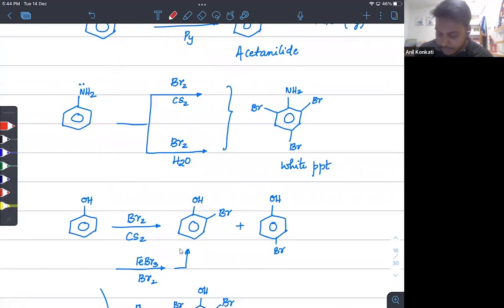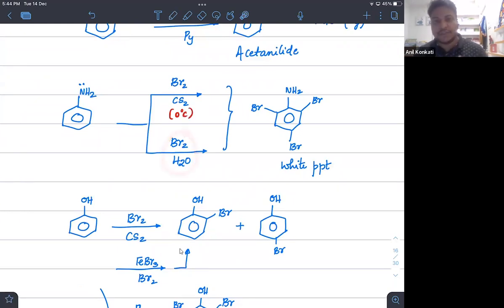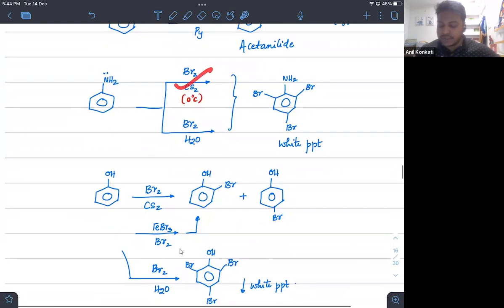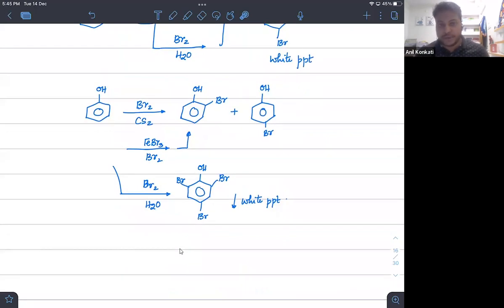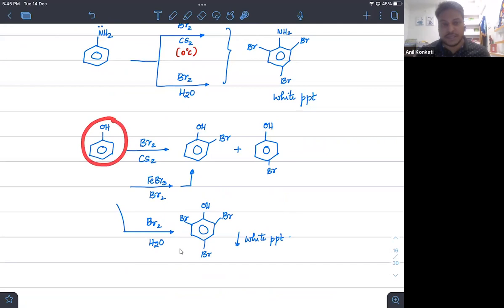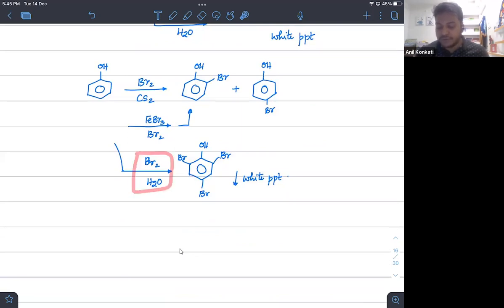Next, aniline, if you treat with Br2 and CS2, no matter how low the temperature is, even at 0 degrees centigrade, or even at normal temperature with bromine water, in both cases aniline is so reactive that it will give 2,4,6-tribromoaniline, which is a white precipitate. Just to remind you why this is important: if you do the same thing with phenols in bromine and CS2 at low temperature, we will only get mono substitution, ortho and para. Only in bromine water would it give you tribromophenol, which is also a white precipitate.